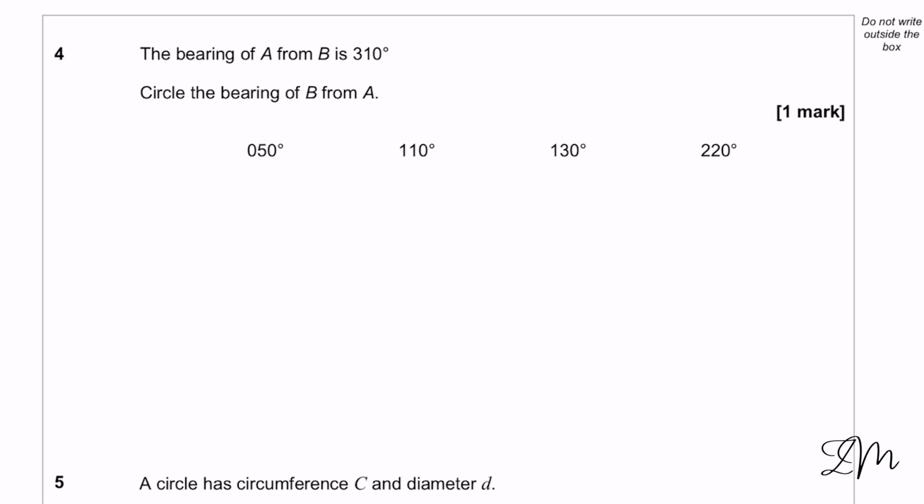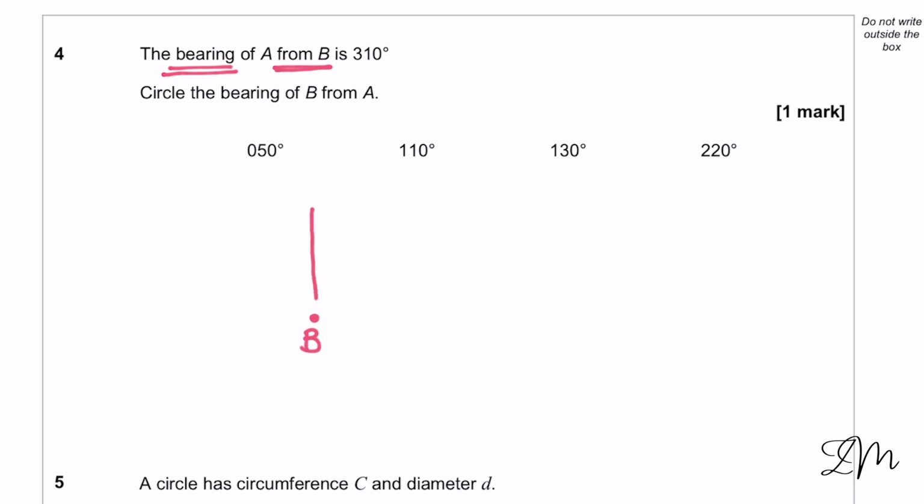Let's have a look at bearings. The important thing about bearings is that a bearing always goes from north. So this is a bit weird, and you have to really think about this. It's the bearing of A from B. The "from" bit is the important bit, and that's where you're starting. So we're going to start at B.